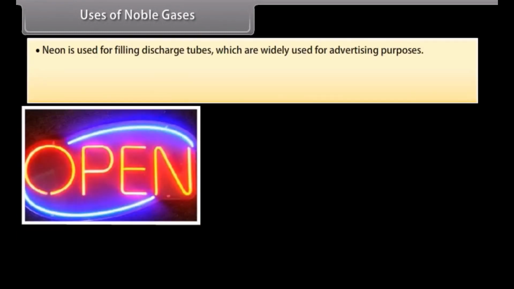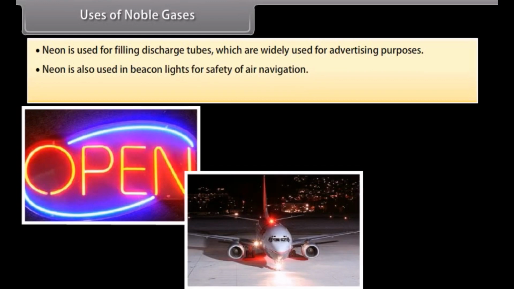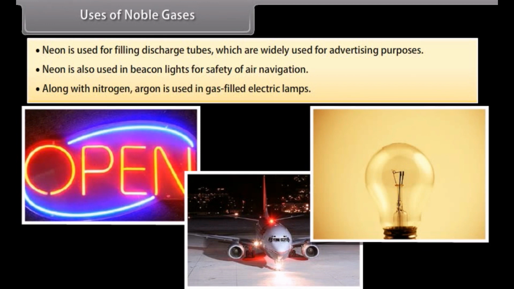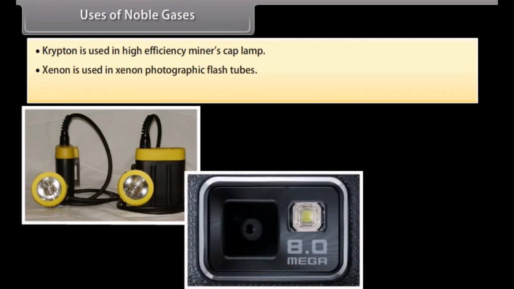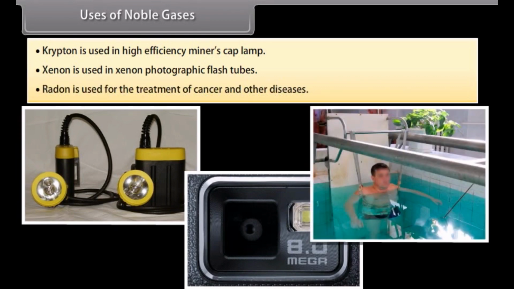Neon is used for filling discharge tubes, which have characteristic colors and are widely used for advertising purposes. Neon is also used in beacon lights for safety of air navigation as the light possesses fog and storm-penetrating power. Along with nitrogen, argon is used in gas-filled electric lamps because argon is more inert than nitrogen. Krypton is used in high-efficiency miner's cap lamp. Xenon is used in xenon photographic flash tubes. Radon is used for the treatment of cancer and other diseases.